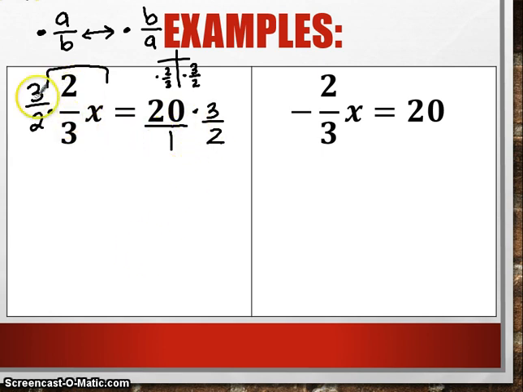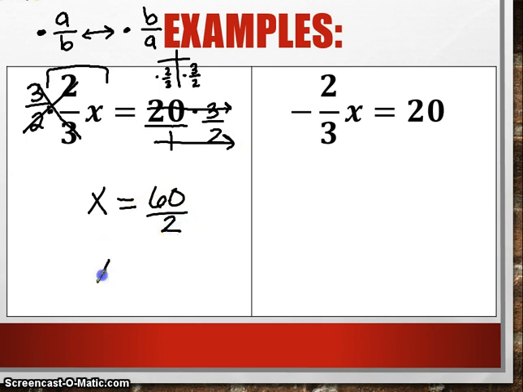Now this makes sense to do because 3 times 2 is 6, and 2 times 3 is 6, and 6 divided by 6 makes 1. In other words, this will eliminate because it equals 1, and 1 times x is just x. Now, on this side, we need to multiply by 3/2. Multiply straight across. 20 times 3 is 60. 1 times 2 is 2, so we get 60/2. 60 divided by 2 is 30. If you didn't know that, you could do that on the side of your paper.